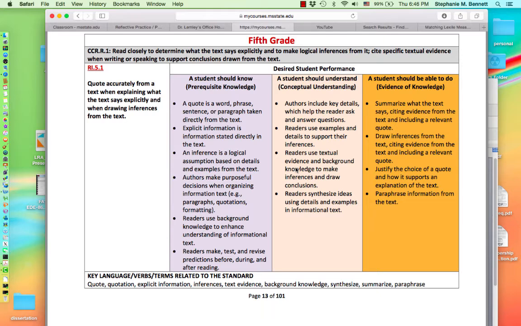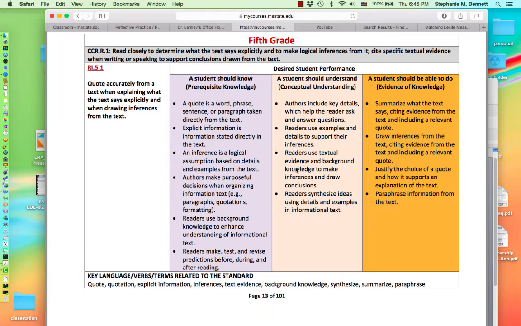And then the orange box is what should the student be able to do? So what is the evidence that they can present to me, and I can think about designing my assessment to ensure that we've met this standard. So having students summarize what the text says, citing evidence and including a relevant quote. Drawing inferences from the text, citing evidence and including a relevant quote. Justifying the choice of a quote and how it supports an explanation, and then being able to paraphrase.